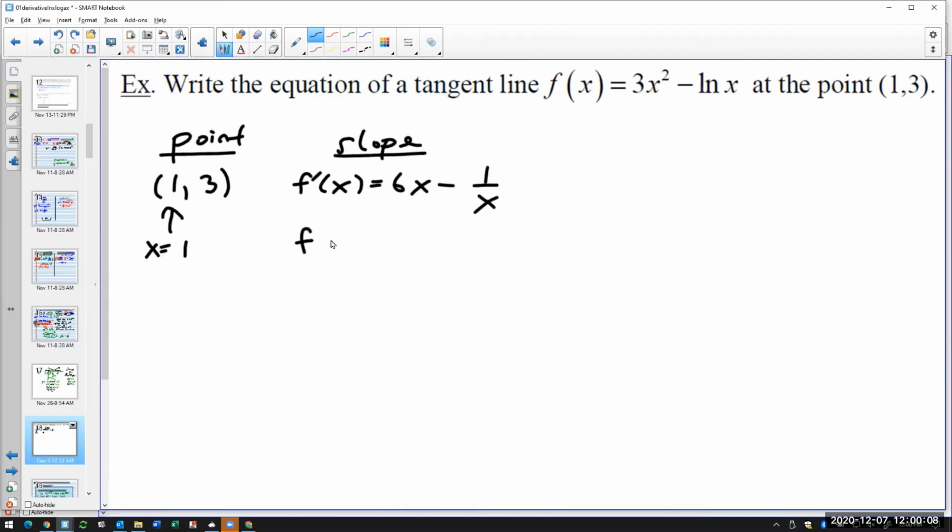Okay. That means everywhere that there is an x, put in 1. And do you see I get the slope is 5? Okay, can you guys go from here and write the equation of a tangent line? Do you remember how to do it?